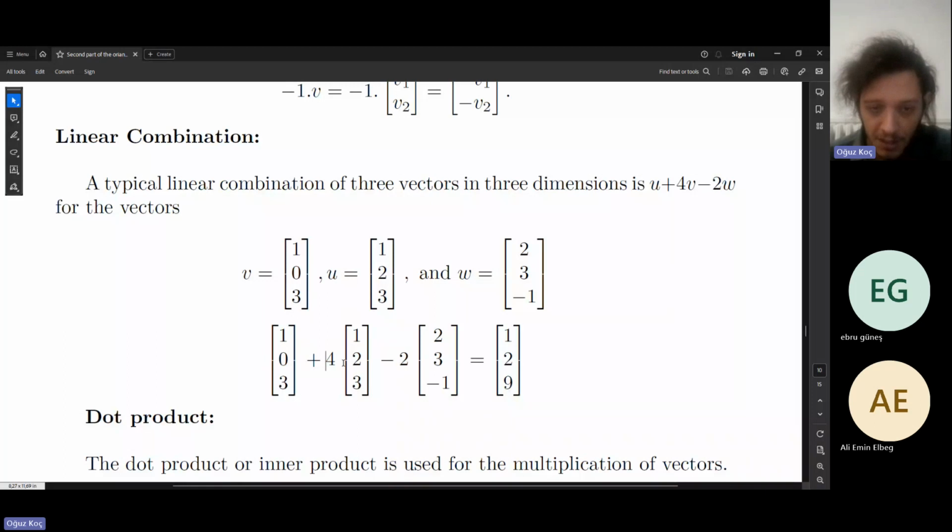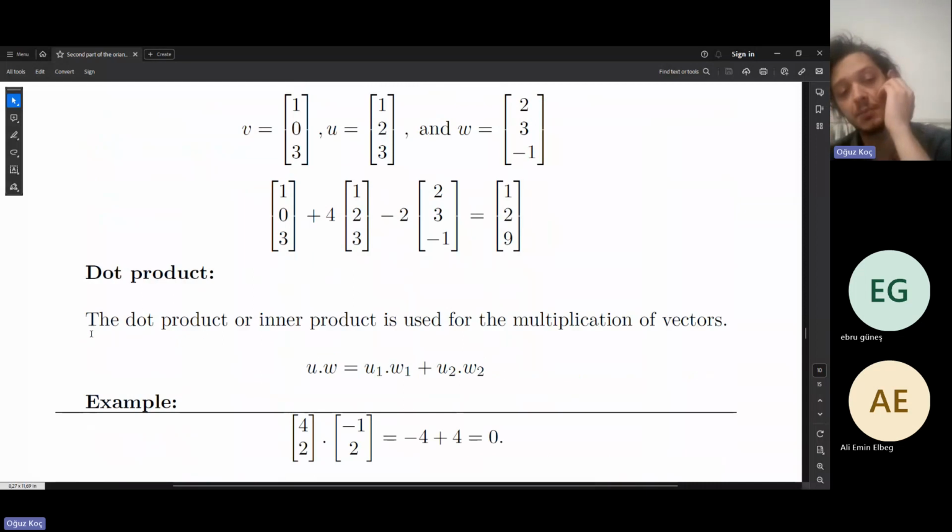And then we have 4 here. We need to multiply each element of the vector by 4, and we get 4, 8, and 12. And when we multiply the third vector by -2, we get -4, -6, and 2. And we can just sum them up, and we finally get 1, 2, and 9 here.